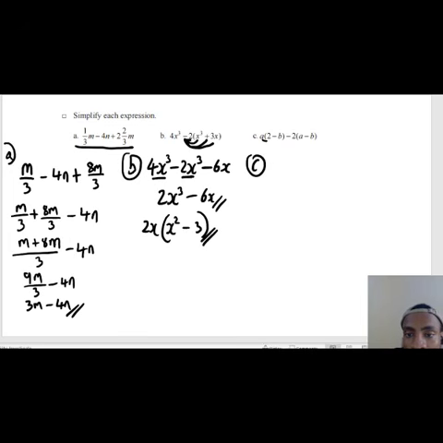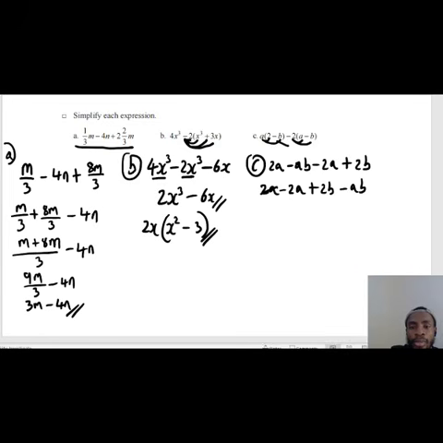Now let's expand. This time this is 2a. This time this is minus ab. This time this is minus 2a. And this time this is plus 2b. So what do we do? Remember, 2a, minus ab, minus 2a, plus 2b. So I can collect like terms. 2a minus 2a plus 2b minus ab. The 2a will cancel the minus 2a, so I have 2b minus ab remaining. If I bring out b now, this will be b times 2 minus a, and that's our answer.